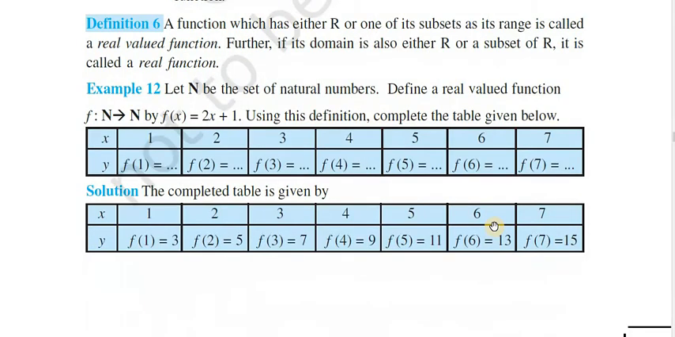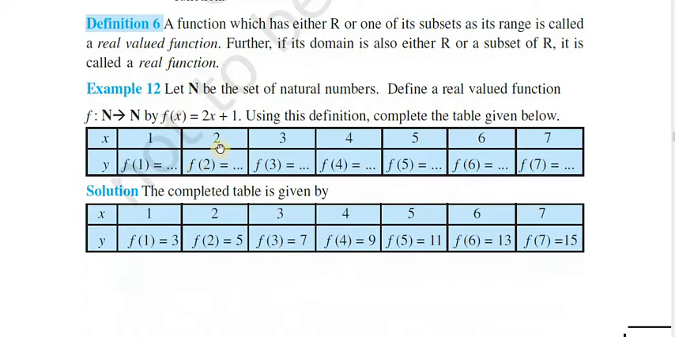So next definition: a function which has R or its subset as range is called a real valued function. A real valued function is a function which goes to the real numbers, means whose range is R or its subset. Further, if the codomain is R, we say it is a real valued function, and if the domain is also R, we call it a real function.